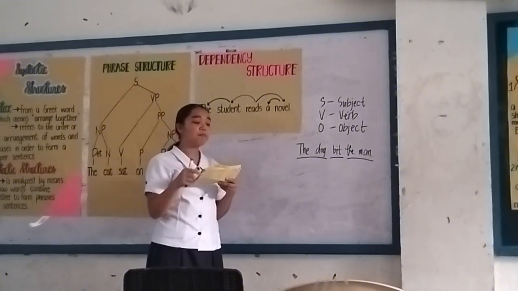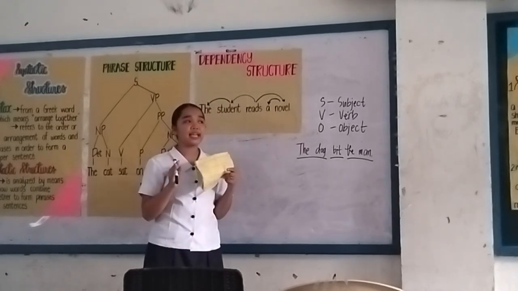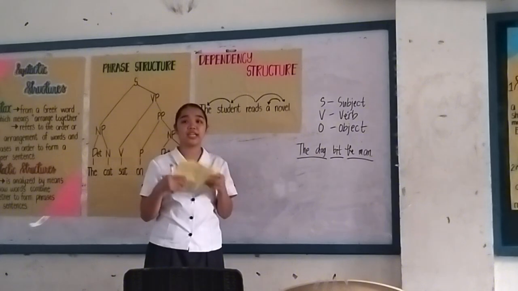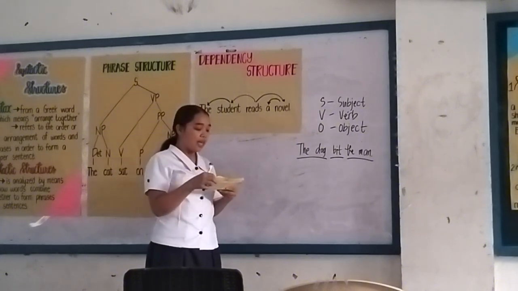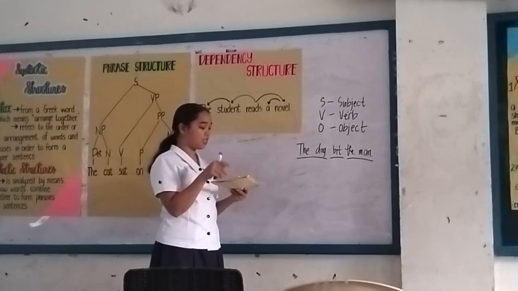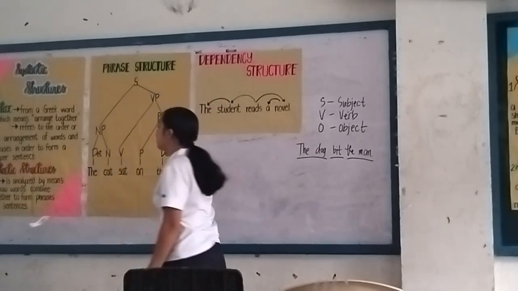Completeness is also one of the syntax rules. The sentence should consist of a subject and a predicate verb. So, those are the types of syntax rules. Now let's go down to syntactic structures.